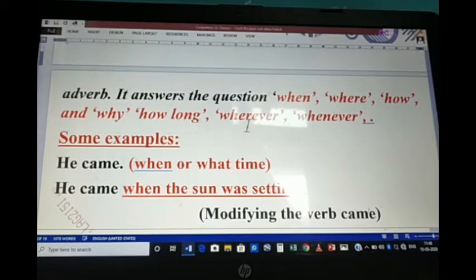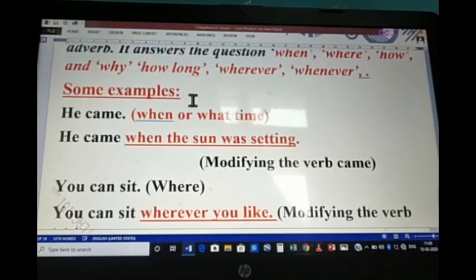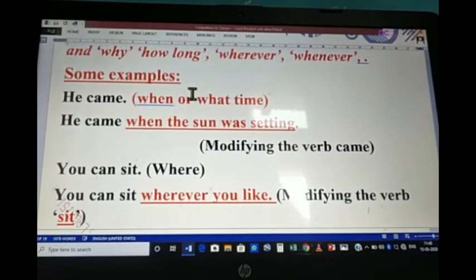How long, wherever, whenever. These questions are often answered by a special word, and that special word will be called an adverb. But if that special word is not a word but a clause, then we can call it an adverb clause. Now let's go by the examples and understand what an adverb clause is. He came.